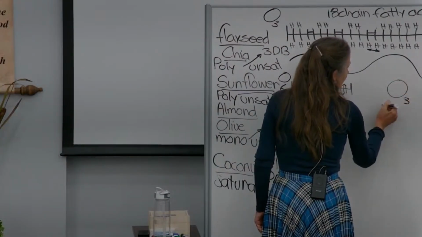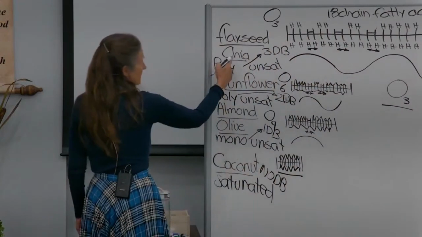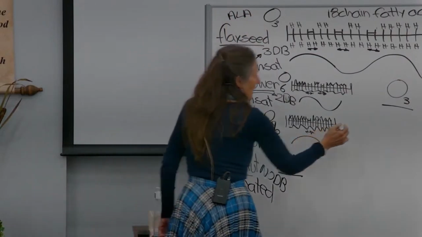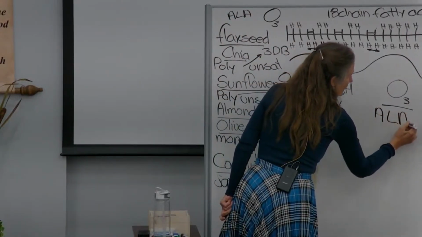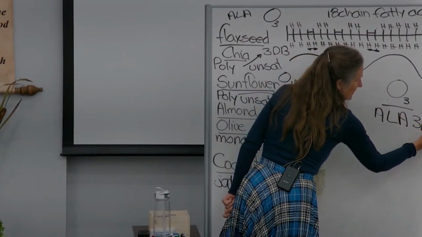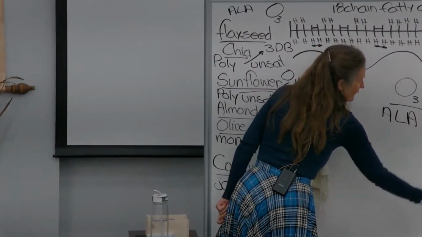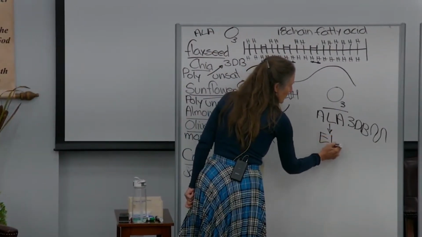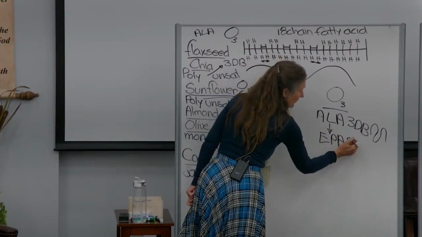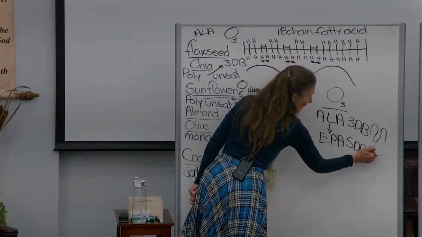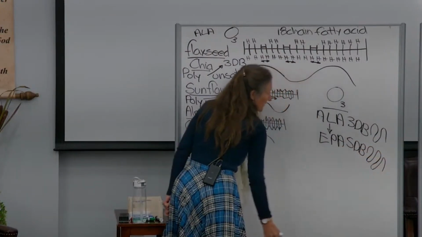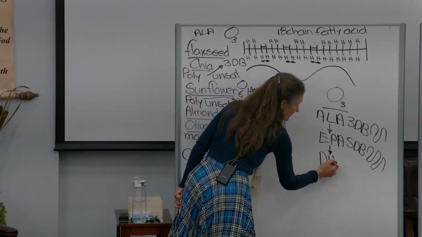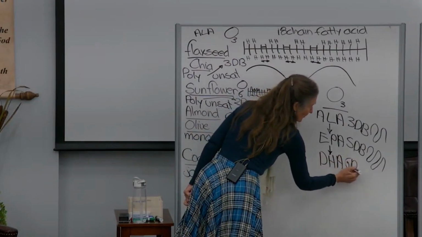So the omega-3 that is found in flaxseed, chia seed, is called alpha-linolenic acid. Alpha-linolenic acid has 3 double bonds. So that's 1, 2, 3. In the body, ALA is converted to EPA, eicosapentaenoic acid, and EPA has 5 double bonds. 1, 2, 3, 4, 5. And in the body, EPA is converted to DHA, docosahexaenoic acid, and DHA has 6 double bonds.